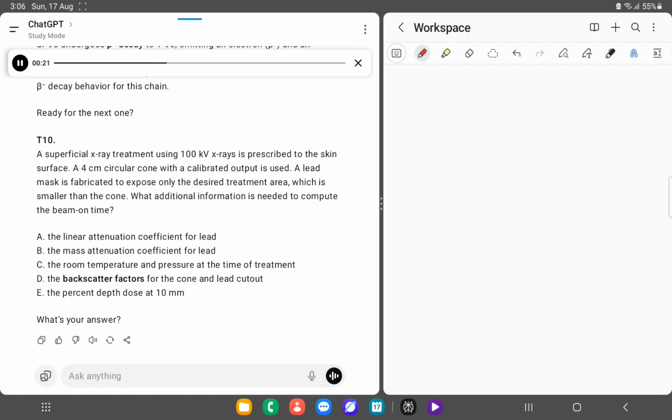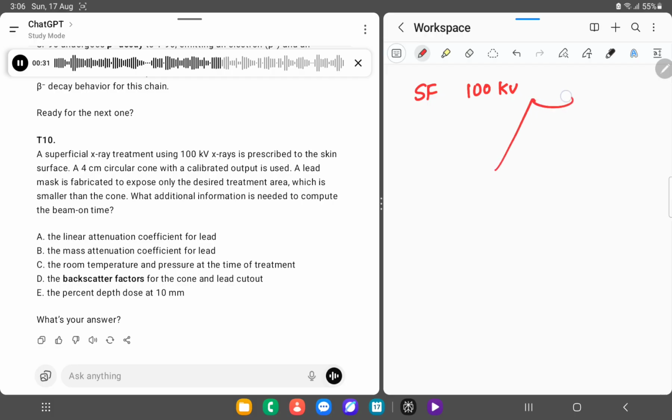T10. A superficial X-ray treatment using 100 kV X-rays is prescribed to the skin surface. A 4 centimeter circular cone with a calibrated output is used. A lead mask is fabricated to expose only the desired treatment area, which is smaller than the cone. What additional information is needed to compute the beam on time?